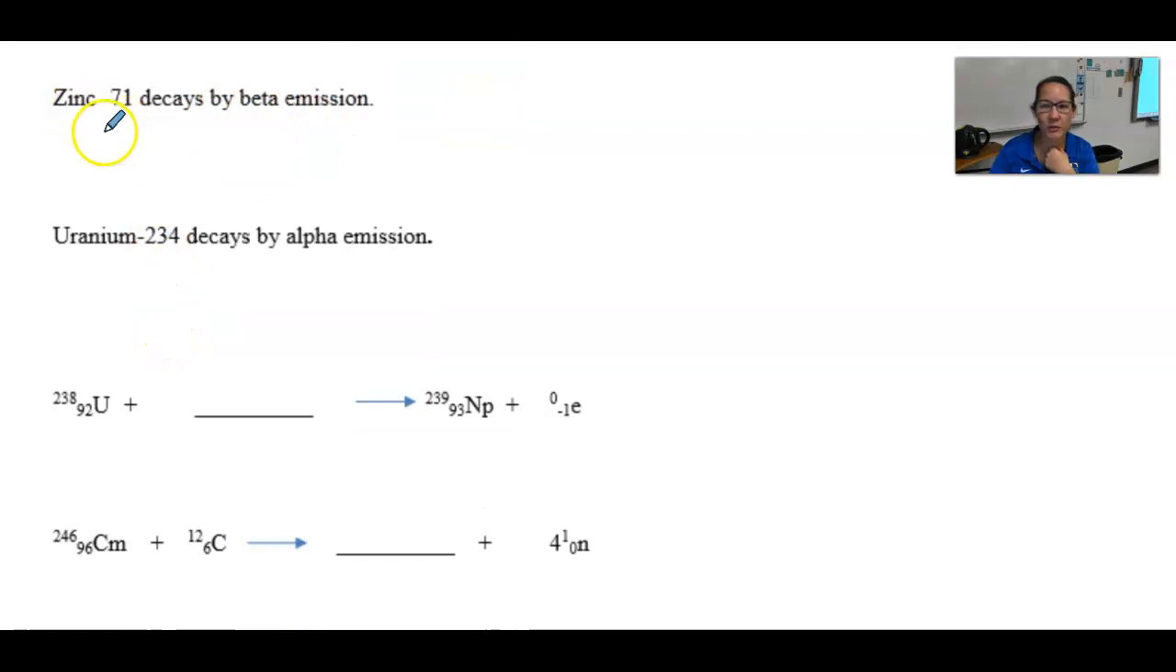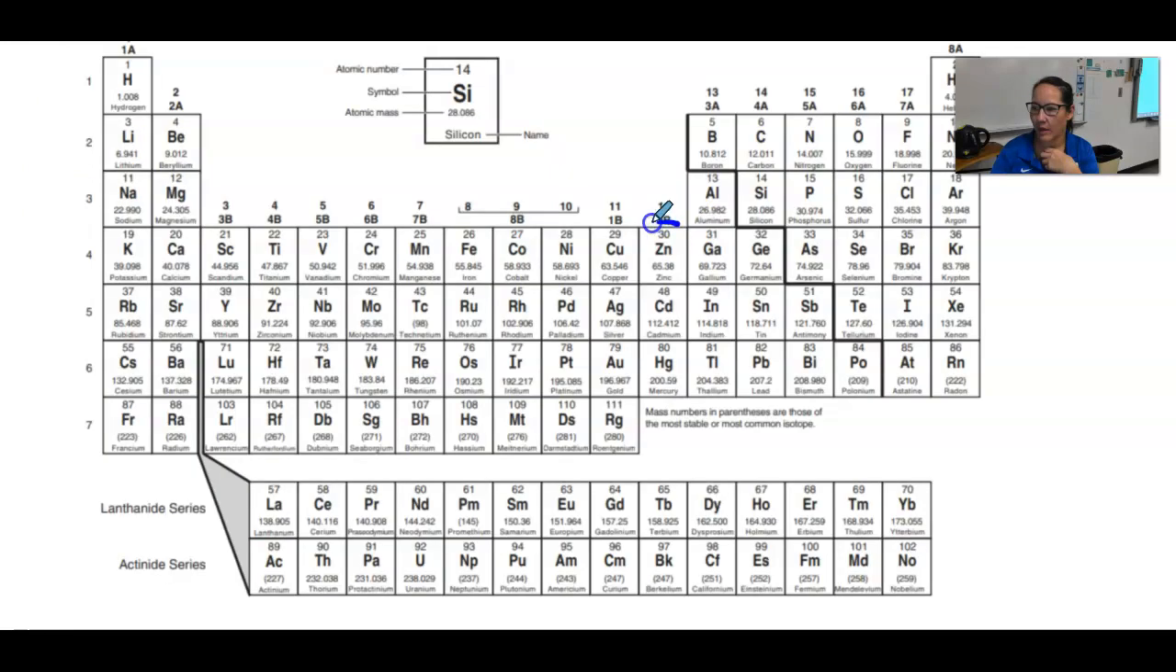This one says zinc 71 decays by beta emission. So first, we're going to write the symbol for zinc. 71 is the mass number, which goes at the top left corner. And then we need to go to the periodic table to get the atomic number of zinc. Here is zinc, and it has an atomic number of 30.